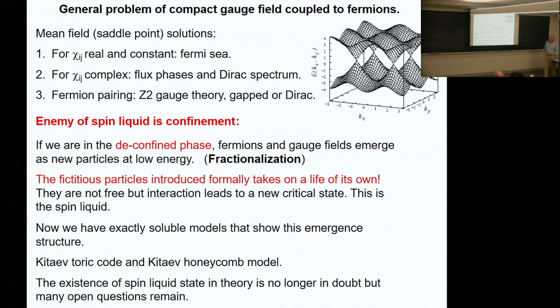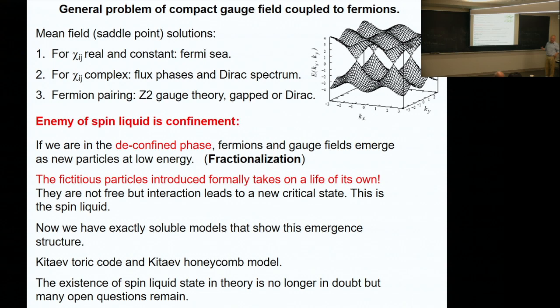Now, to make progress, we can try different saddle point solutions, look at different mean fields. There are several that we can look at. We can assume this hopping is real. The saddle point is a real hopping. In that case, we have a Fermi sea, right? The fermion is just hopping just like anything else. So we have a Fermi sea coupled to the gauge field. Or if it is complex, there's something called the pi flux phase, where you create a half flux in each plaquette, and that has a Dirac spectrum.